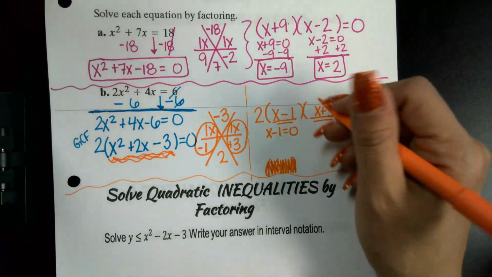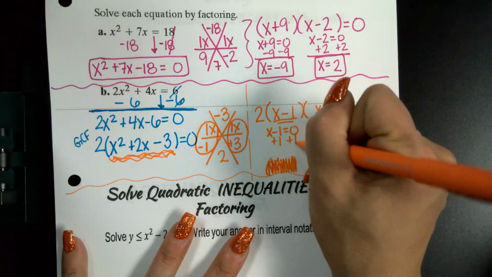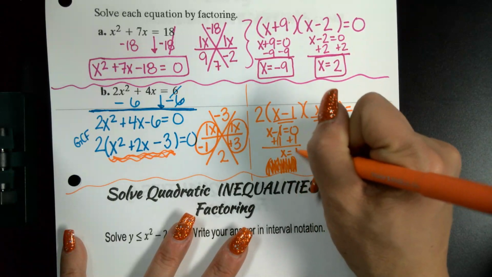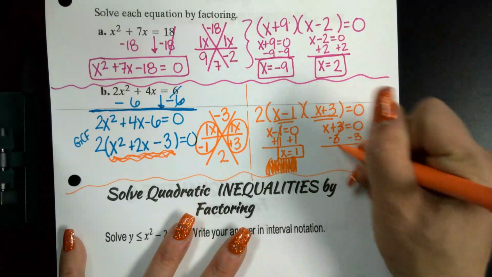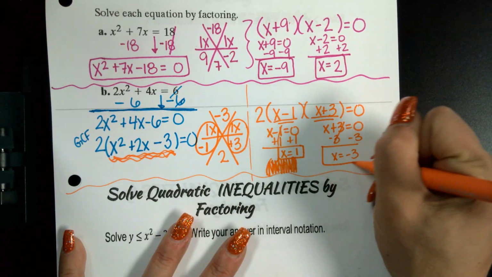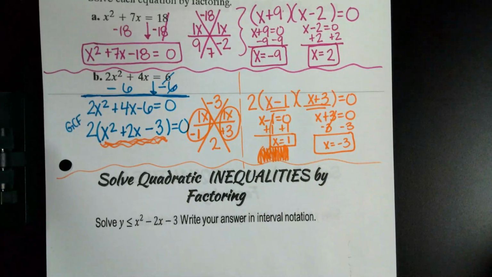But just be careful. The x minus 1, I would add 1 to both sides and get x equals positive 1. And then the x plus 3, you would subtract 3 from both sides and get negative 3. Okay, how do we feel about those? We're about to do something slightly different on the next one.